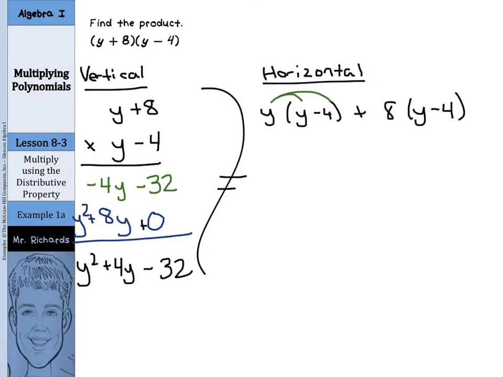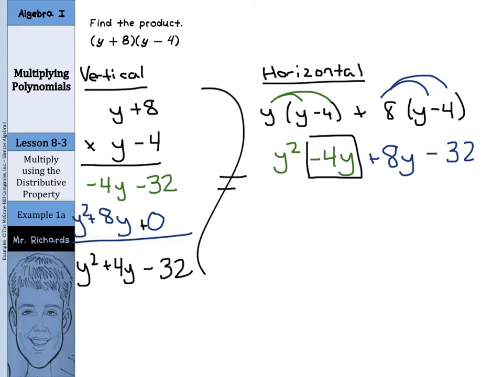times y is y squared. y times the minus 4 is a minus 4y. And then we're going to have the 8 distributed to the y, so plus 8y minus 32. And now we get to combine like terms, so we have the negative 4y and the positive 8y, which we just have to combine. So we'll have y squared plus 4y minus 32. And that's the horizontal way of finding a product using the distributive property.